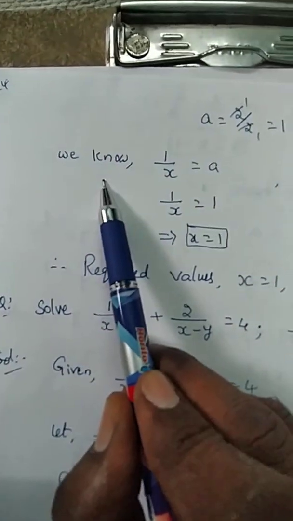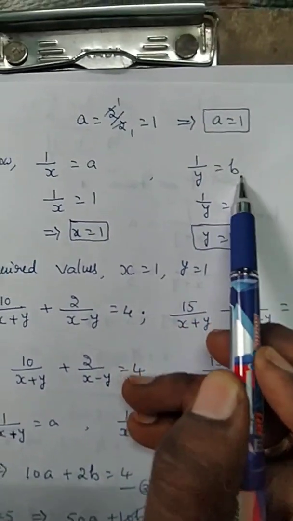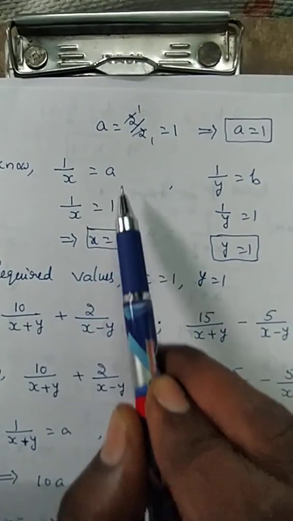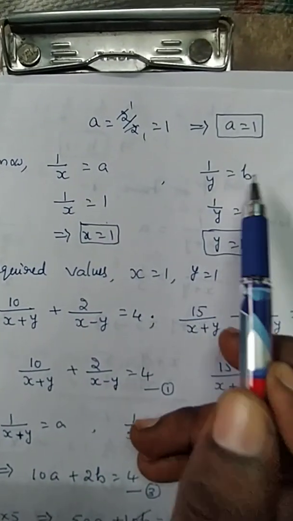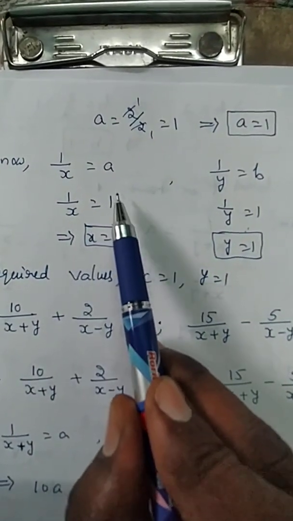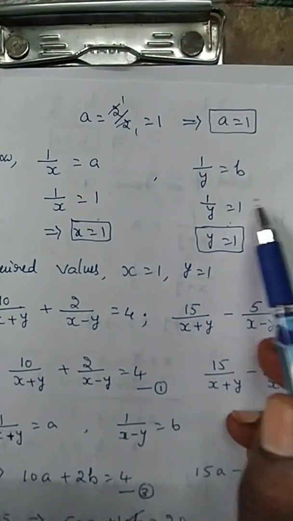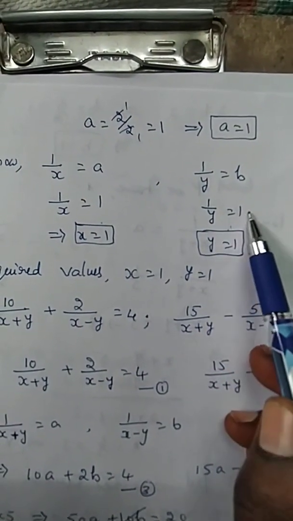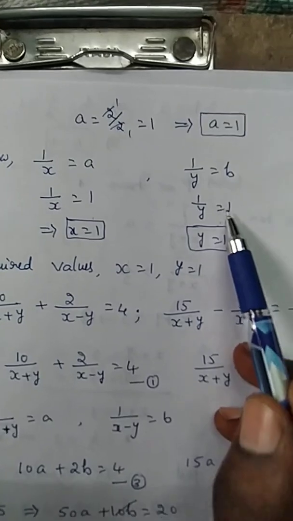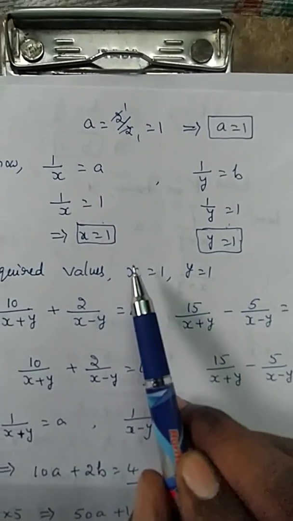So we know, in the problem, 1 by x is equal to a and 1 by y is equal to b. Substitute: 1 by x is equal to 1. Why? Because a is equal to 1, and 1 by y is also equal to 1 here. Why? Because b is also equal to 1. So by cross multiplication, x goes to this side, 1 into x, so x is equal to 1. 1 by y is equal to 1 means cross multiplication, y goes to that side, 1 into y. So y is equal to 1. Then x is equal to 1, y is equal to 1. These are the answers. We'll check it.